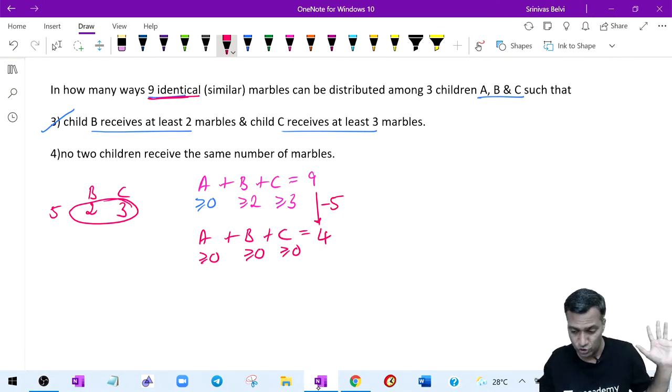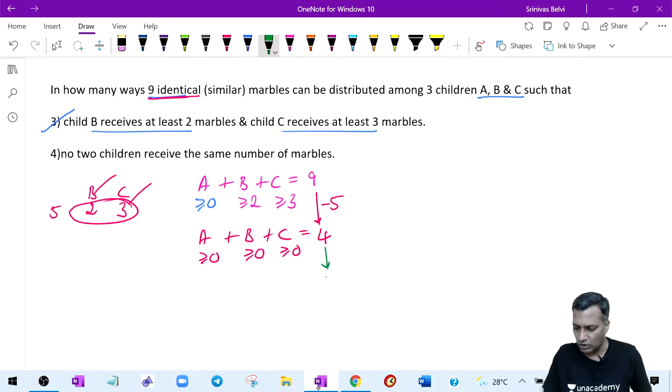whatever you wish to do, you can. Do you want to give 0 to B? You can, because you already met their minimum requirements. There is absolutely no issue. Hence, you say that you have this 4x and you have this 2y.